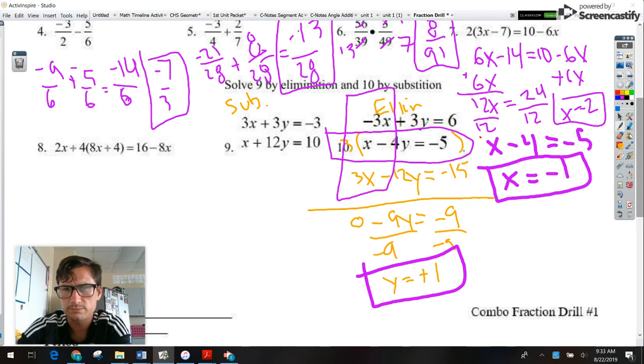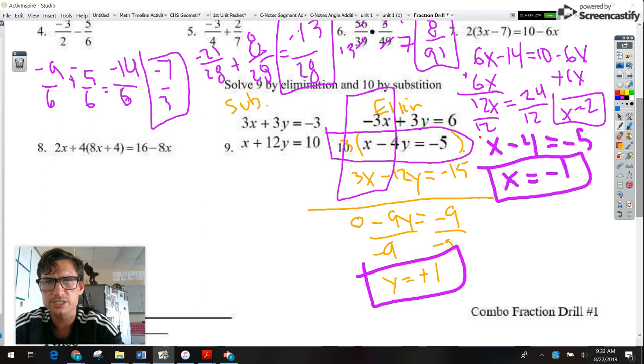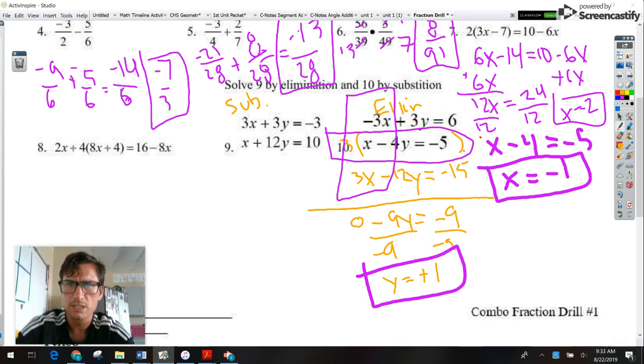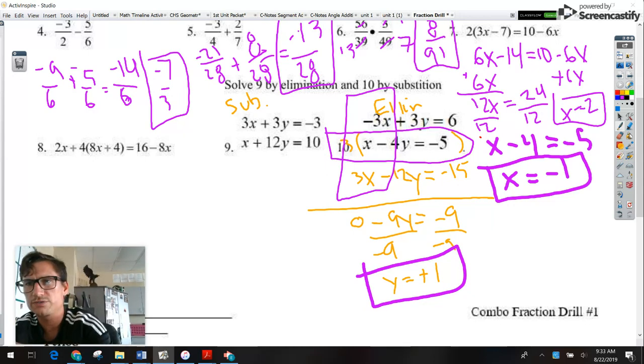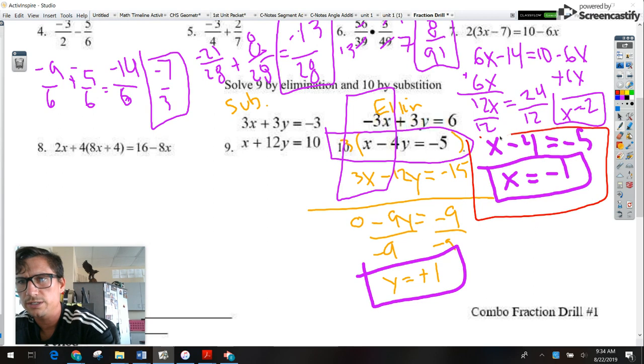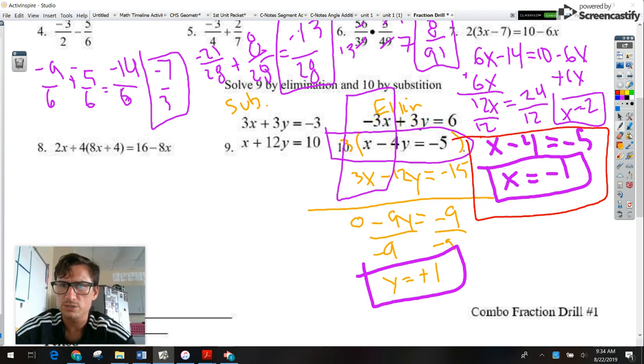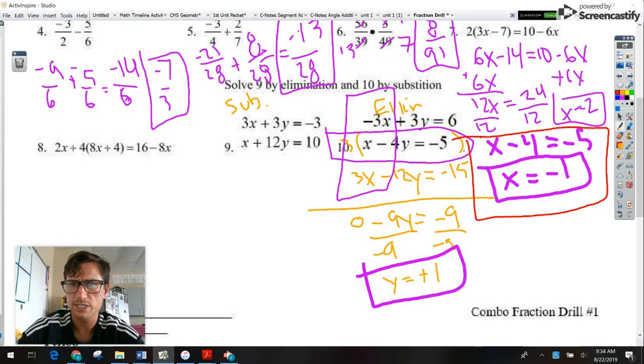So y is 1. So once you have the y variable, I took it and I plugged it in the second equation. So I have x minus 4 times 1, which is 4. And then all you have to do here is solve for the second equation. So I took this in red, brought the 4 over, x equals -1. I plugged it back in and checked it, so I know it's good. But the answer is x is -1, y is 1.